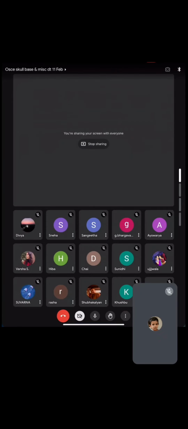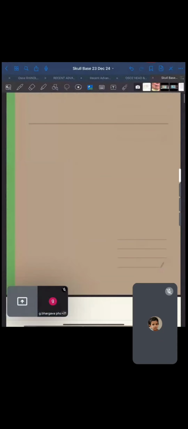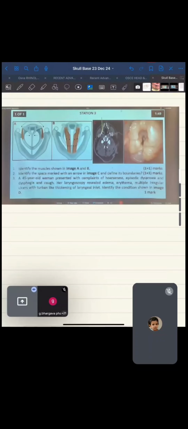So let's start with today's game. Now, this is the first image. We have discussed it though. You are told to answer about the muscles of A and B. Then they are asking you, so they are showing you the muscles shown in image A and B, and they are asking you the boundaries of this scan, and then again they have given you an endoscopy image of your larynx basically, and they are asking what this image is showing to you. Okay, so for this, let's start with the first one.